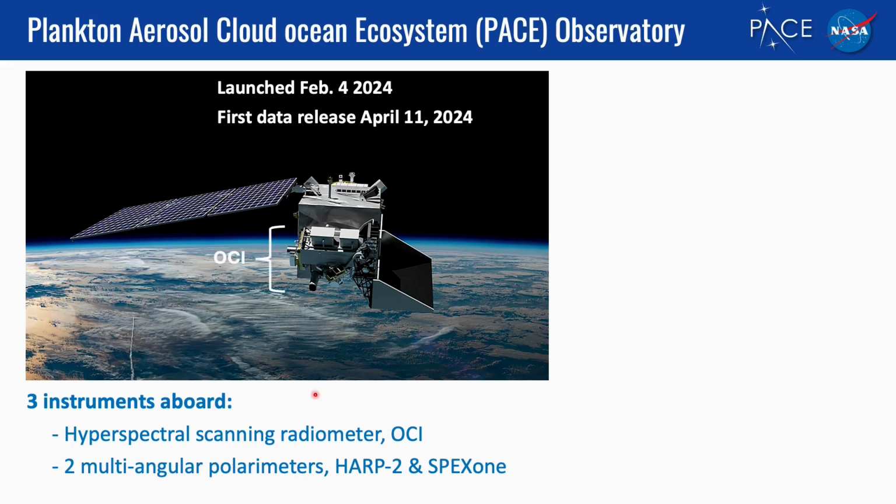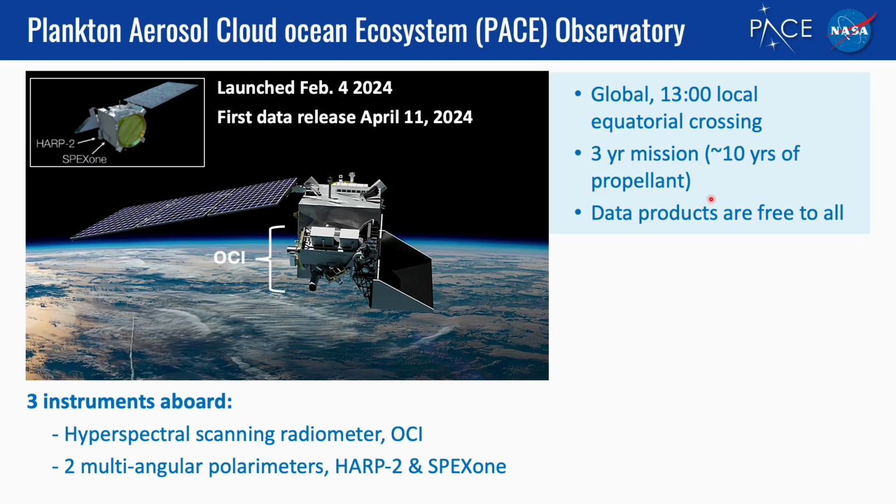There's a hyperspectral scanning radiometer called OCI, and 2 multi-angular polarimeters, HARP2 and SPEXone. We'll go over them in detail on the next slide. The PACE satellite has global coverage. It has a 1300 local equatorial crossover time. It is a 3-year mission with 10 years of propellant that we hope to use up as well.